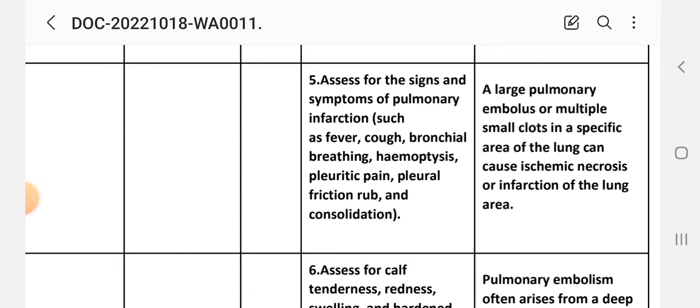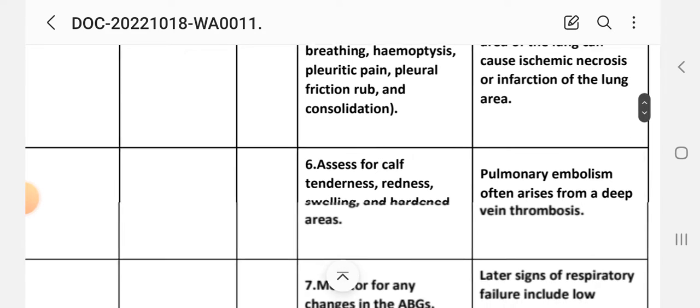Number fifth, assess for the signs and symptoms of pulmonary infarction such as fever, cough, bronchial breathing, hepatitis, pleuritic pain, pleural friction rub and consolidation. Rationale: a large pulmonary embolus or multiple small clots in a specific area of the lung can cause ischemic necrosis or infarction of the lung area.